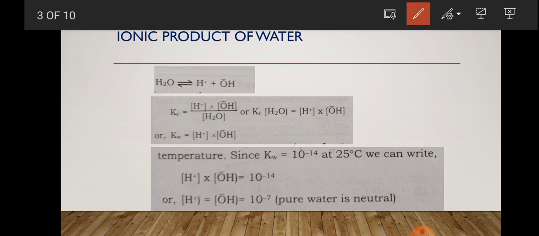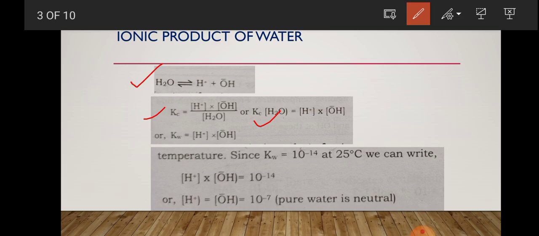Look here. This is the equation of ionization of water. And according to the law of mass action, we can write Kc equal to molar concentration of hydrogen ion times molar concentration of hydroxide ion divided by molar concentration of water, or Kc times concentration of water equal to molar concentration of hydrogen ion and molar concentration of hydroxide ion.